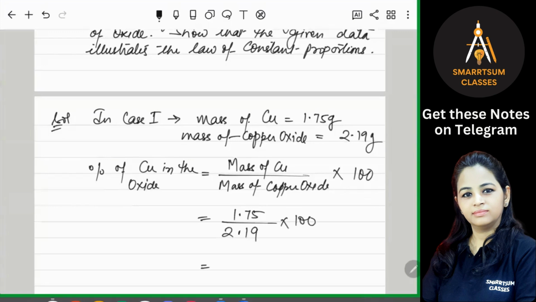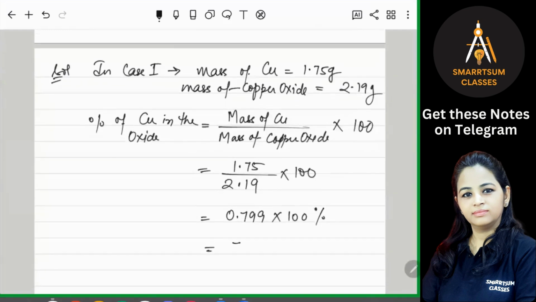So do this calculation, what are you getting? 1.75 divided by 2.19 is 0.799, into 100. Getting it? That means 79.9%. So what is the percentage of copper in the oxide for the first case? It is 79.9%.